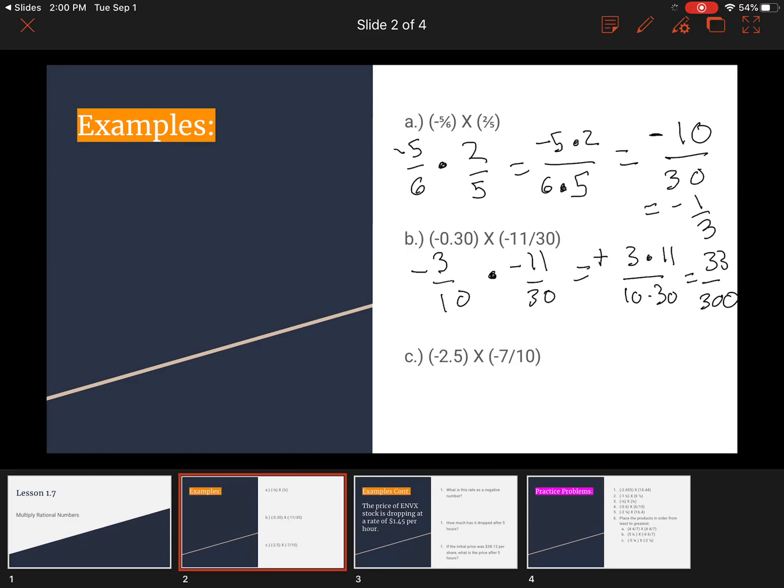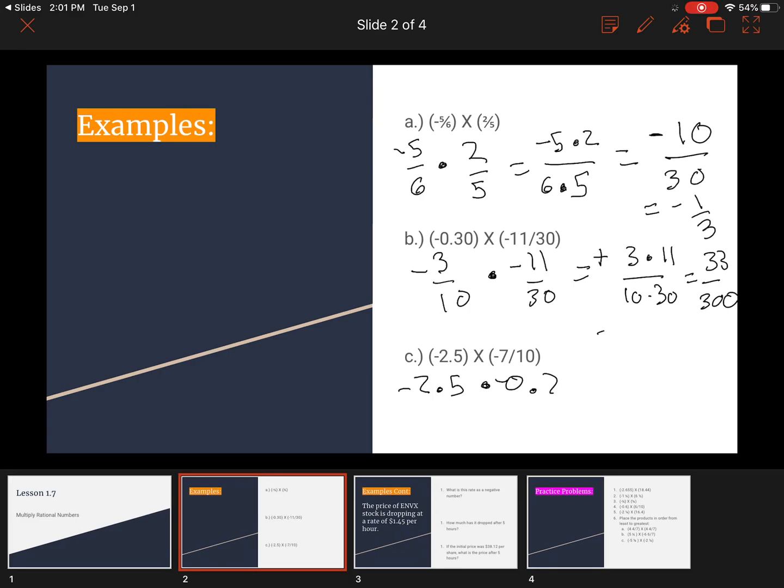All right, so let's go over one more time what we did. We converted negative 0.3 into the fraction negative 3/10. And then we multiplied our numerator times our numerator, negative 3 times negative 11, and our denominator by our denominator, or 10 times 30. Now let's go over a situation where we wouldn't change our decimal into a fraction, but rather we're going to change our fraction into a decimal. So we would have negative 2.5 times 7/10, or times negative 0.7, because negative 0.7 is negative 7/10.